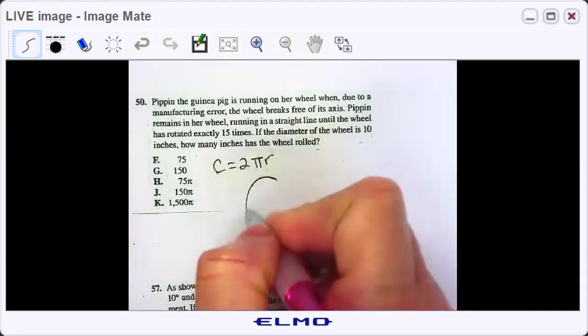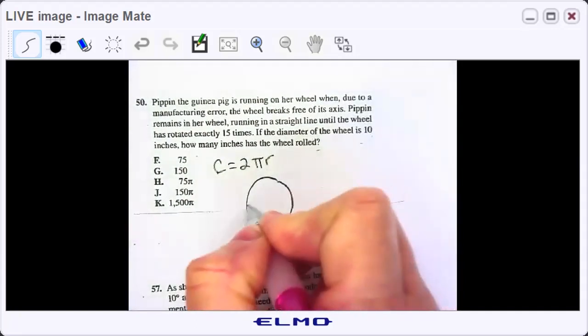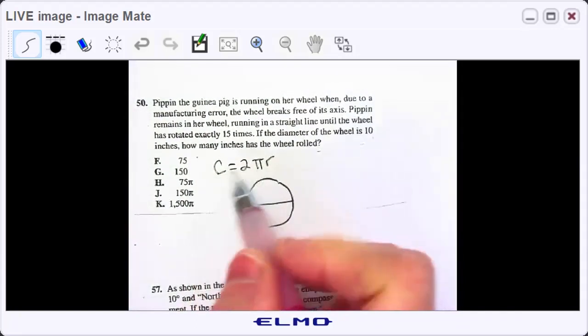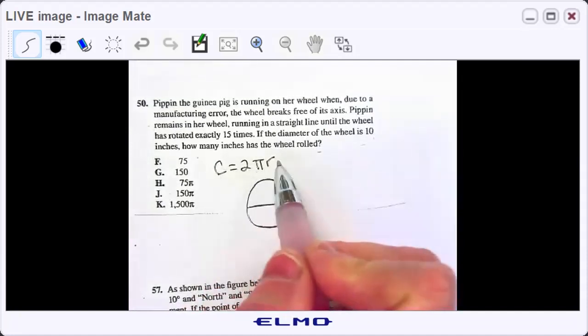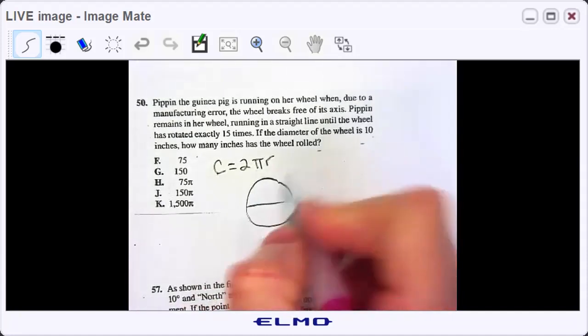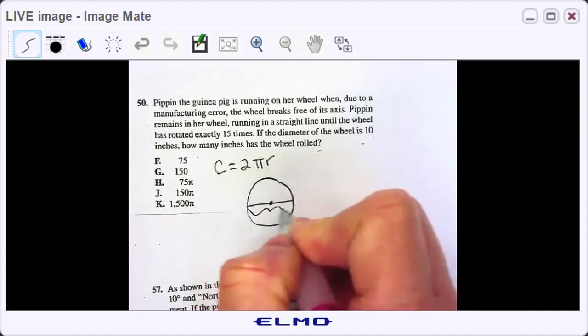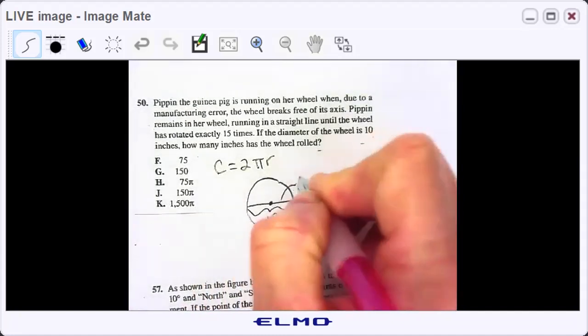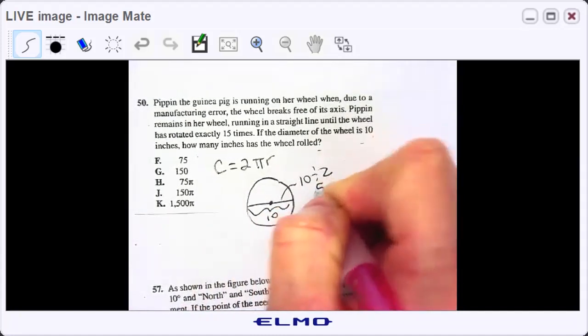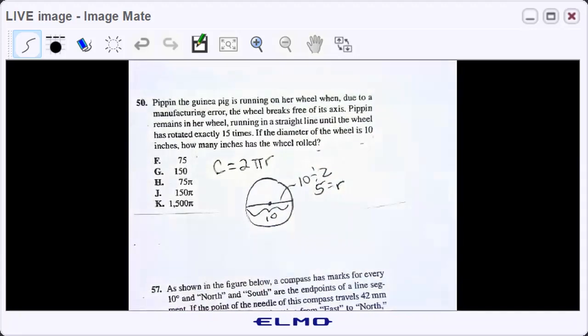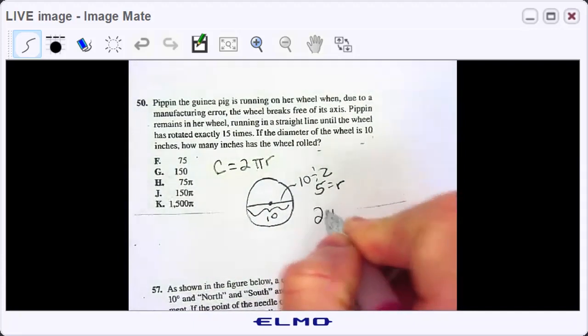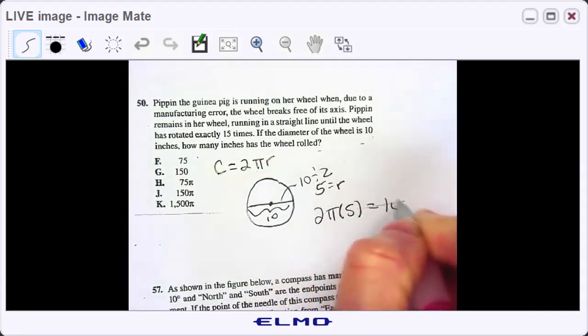First, we want to get a picture. And again, pi times diameter is also a formula, but I like to use 2 pi r. But because 10, they said, is the diameter, we have to divide that to get the radius. Once we get the radius, we get the circumference of the wheel rotating one time by doing 2 pi r. That's going to be 10 pi.